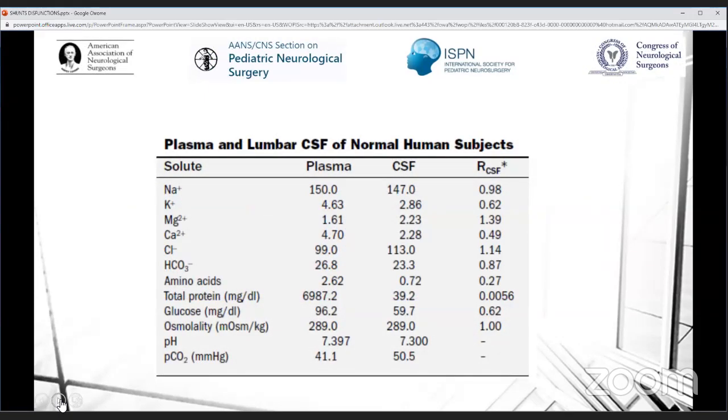This is just an example of normal human plasma and lumbar cerebrospinal fluid components. This is not so important.